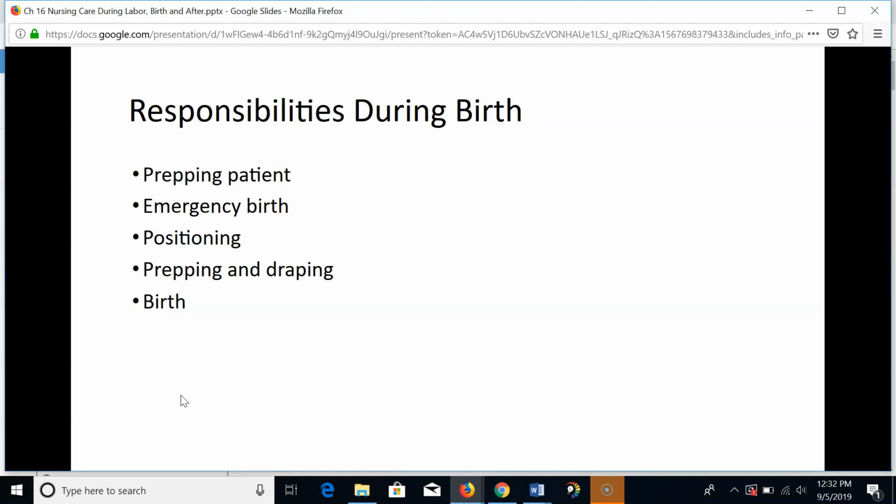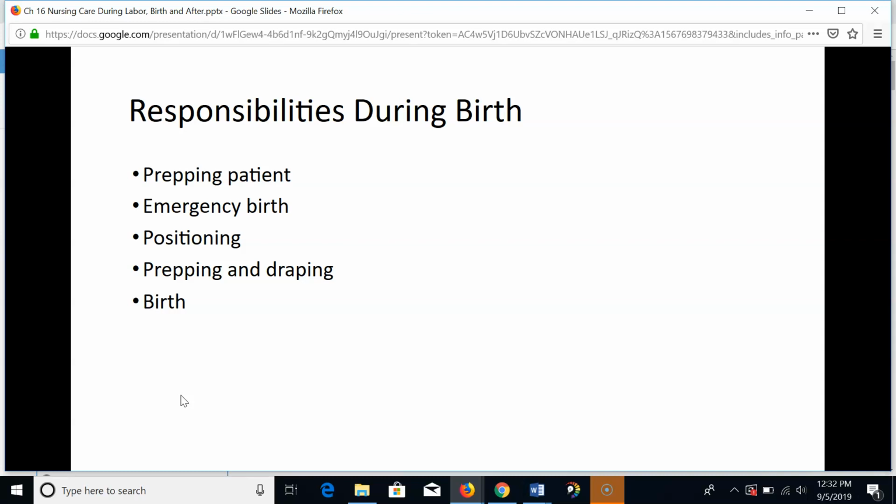So now it's finally time to have the baby. What are your responsibilities as a nurse? Of course, you can see some variety in these tasks from facility to facility and even provider to provider. Midwives are much more hands-on and may do some of the things that nurses would do for a doctor.